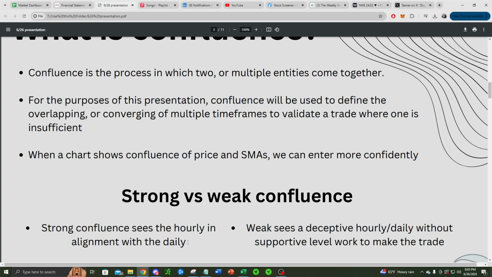Weak sees a deceptive hourly or daily without supportive level work to make the trade. So again, that's when you'll see a setup and you'll go, wow, look at this perfect flag. And then you zoom out a little bit and you look at where you are in the setup and you realize, hey, wait a minute, this is a great looking technical flag, or cup and handle, or insert X pattern. But if it's in the middle of nowhere and you don't have multiple time frames to show you that there's continuation potential, then you're going to have trouble for that trade to find any legs.